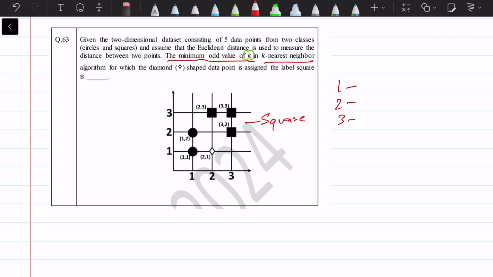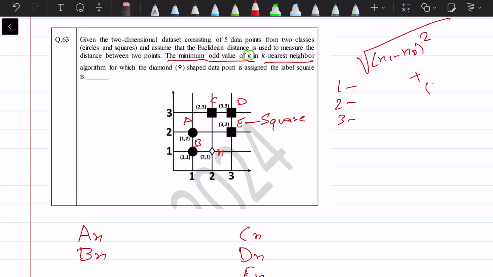So let me give some names to these: A, B, C, D, and E, and this new data point we'll call X. So now we calculate the distances AX, BX, CX, DX, and EX. I hope all of you know the formula for Euclidean distance. This is just the root of x1 minus x2 squared plus y1 minus y2 squared.